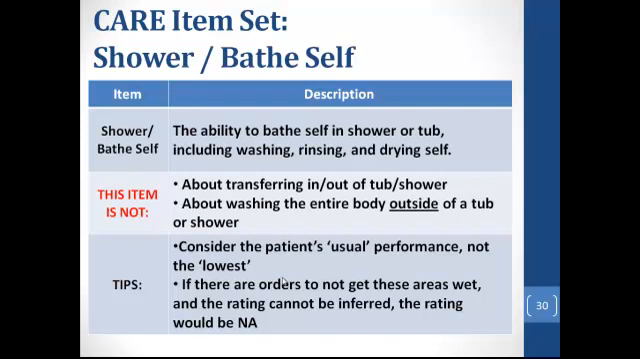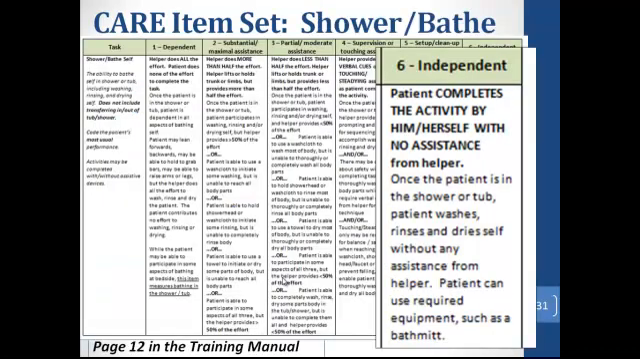Also, if the patient doesn't have bath or shower facilities at home, and this task is not going to be a goal, then the response would also be an N. The rating scale is on page 12 of your training manual. A patient would score independent if once in the shower or tub, they can wash, rinse, and dry themselves without any assistance from the helper.